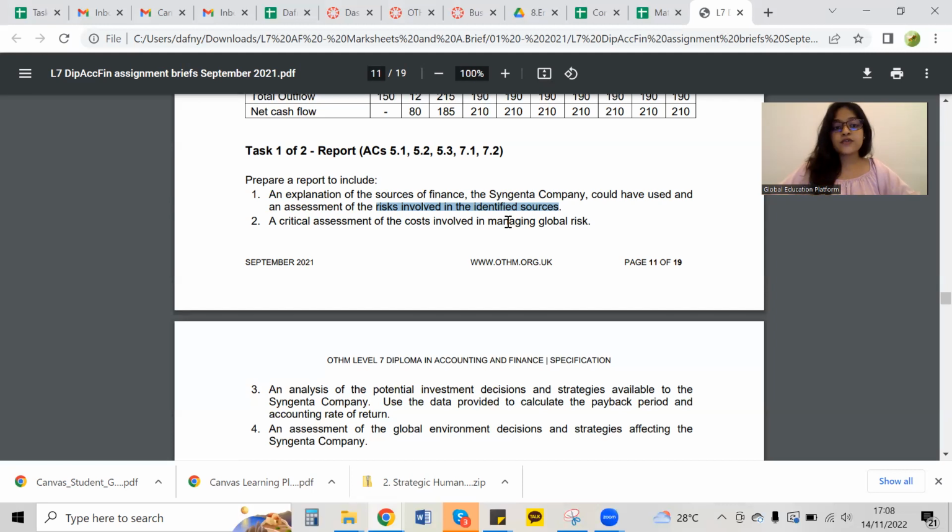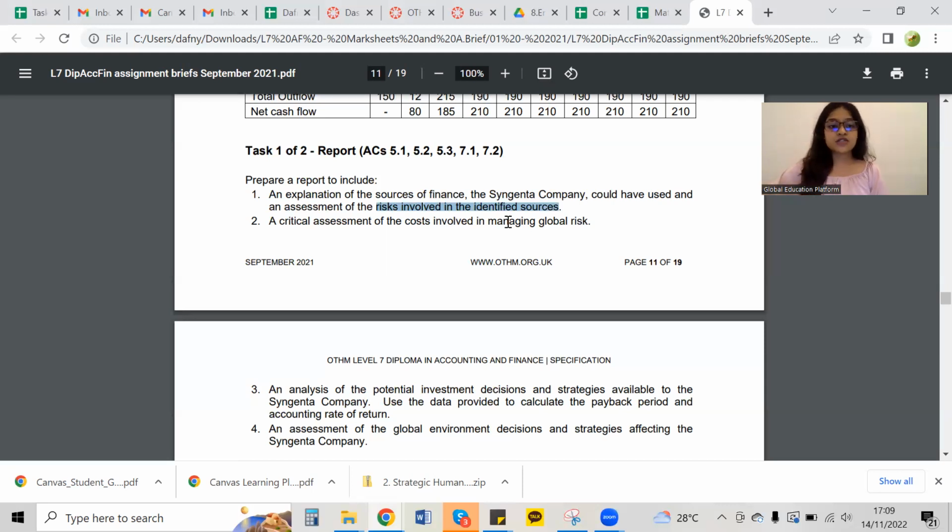Okay, so here you identify and explain the different sources of finance, and after that you are supposed to do an assessment of the risk involved in the identified sources. For example, we studied different sources like short term and long term. Based on the case study, you should know what sources of finance would be relevant to the company, and then you need to assess the risk involved. To what extent are the risks involved in the identified sources, be it short term or longer term. Okay, so that's about section 1.